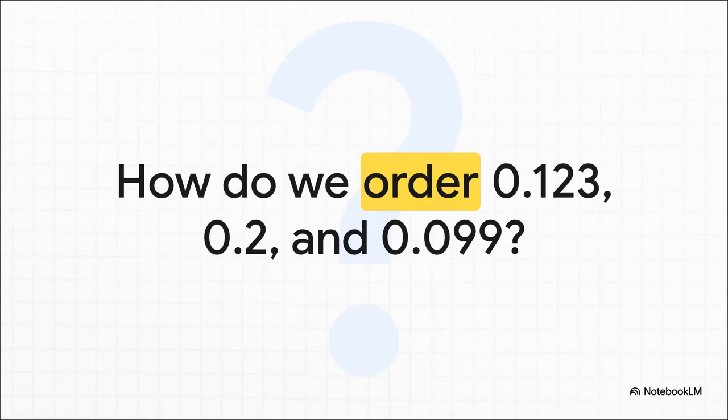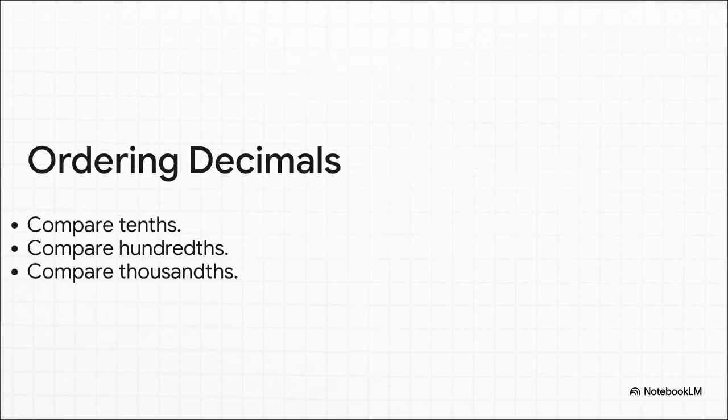Now here's a question that trips up absolutely loads of people. How exactly do we order 0.123, 0.2, and 0.099 from largest to smallest? Have a quick think about that. Which of those numbers is actually the largest? Well, the trick is to always start with the largest place value, which here is the 10th column. Let's look a bit closer. 0.2 has 2/10ths, 0.123 has just 1/10, and 0.099 has 0/10. That literally sorts it out for us immediately. The order from largest to smallest is 0.2, then 0.123, and finally 0.099.